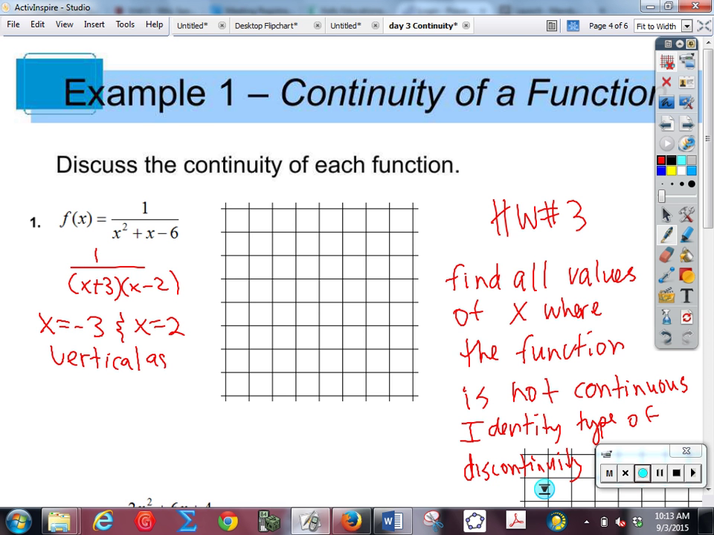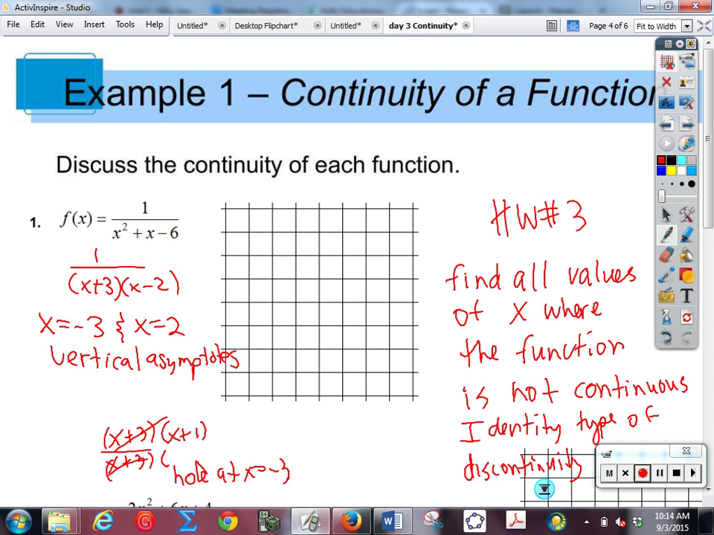Because the only ones that would be holes would be if you had x plus 3 on the top and x plus 3 on the bottom. Then this one would have a hole at x equals -3 because it had common factors. So if it has common factors, those are the holes. Other than that, if you put it in and it makes you divide by 0, it's an asymptote. Yep, so the answer is x equals -3, x equals 2, vertical asymptotes.